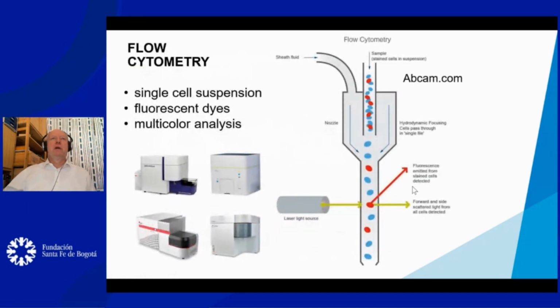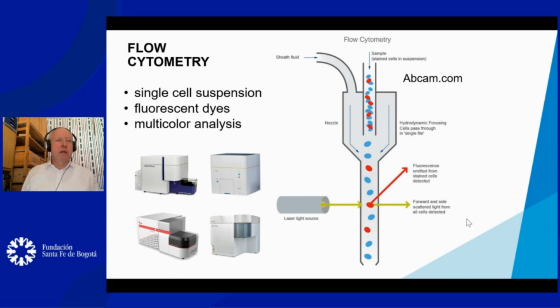To do this, we use a flow cytometer. There are many flow cytometers available in the market today, but they all have similar principles. They use a single cell suspension, fluorescence dyes, and the analysis is done by multicolor analysis. The cells go through a laser stream, and dependent on the technology we use, 10, 12, 14 colors in parallel can be analyzed today to analyze exactly the cellular composition in the peripheral blood.